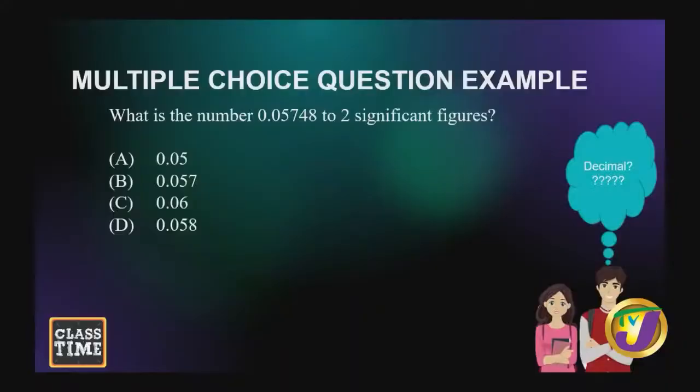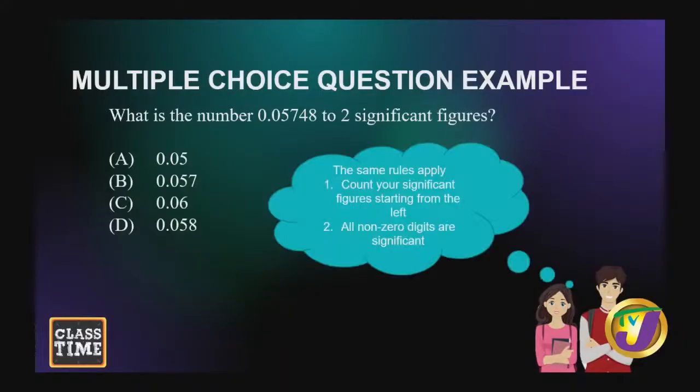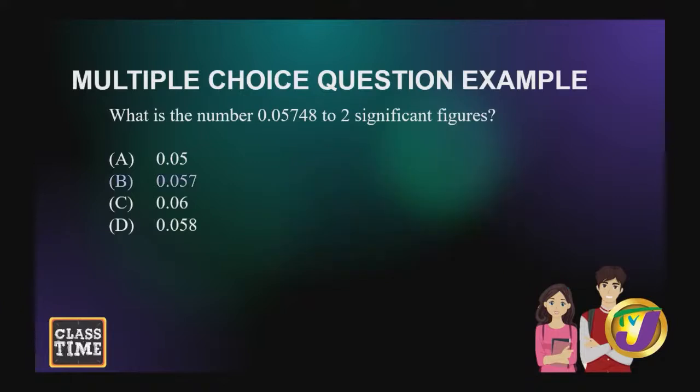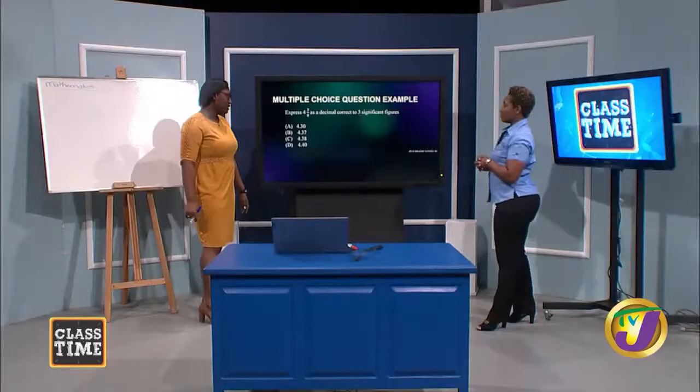So they were screaming about the decimals, right? And they're right on par. So our answer is B, which is 0.057. All right, we've seen that there. I hope you guys are following so far and you can identify what digits are significant and what are not.